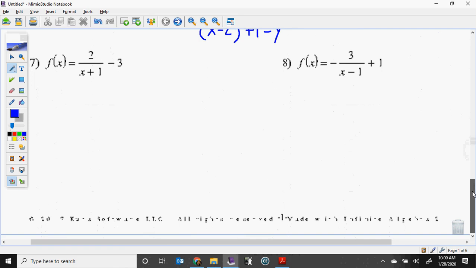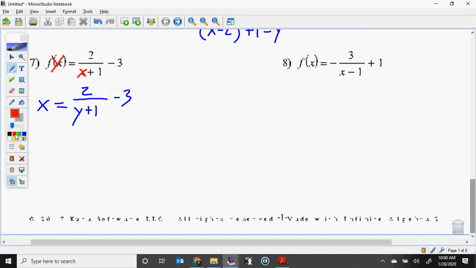I'm going to scroll down. Try one of these. I'll go with number 7. So y, x already has x in it. Switch them and I get y equals 2 over, no, messing up. Sorry. I didn't switch the x and y. X equals 2 over y plus 1 minus 3.